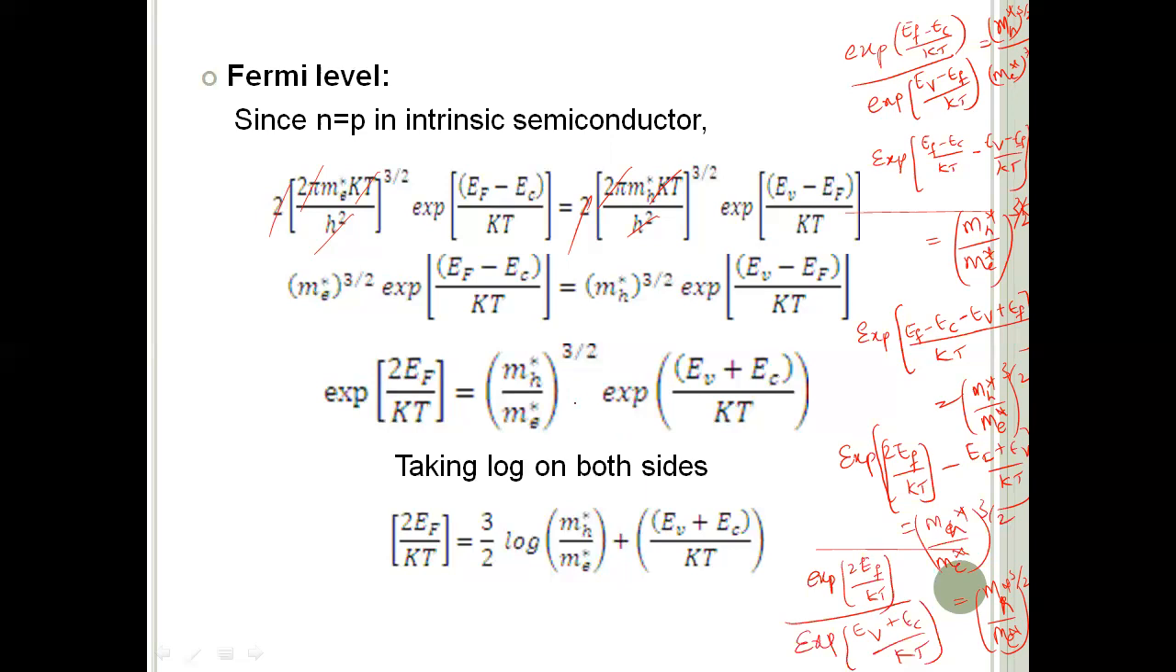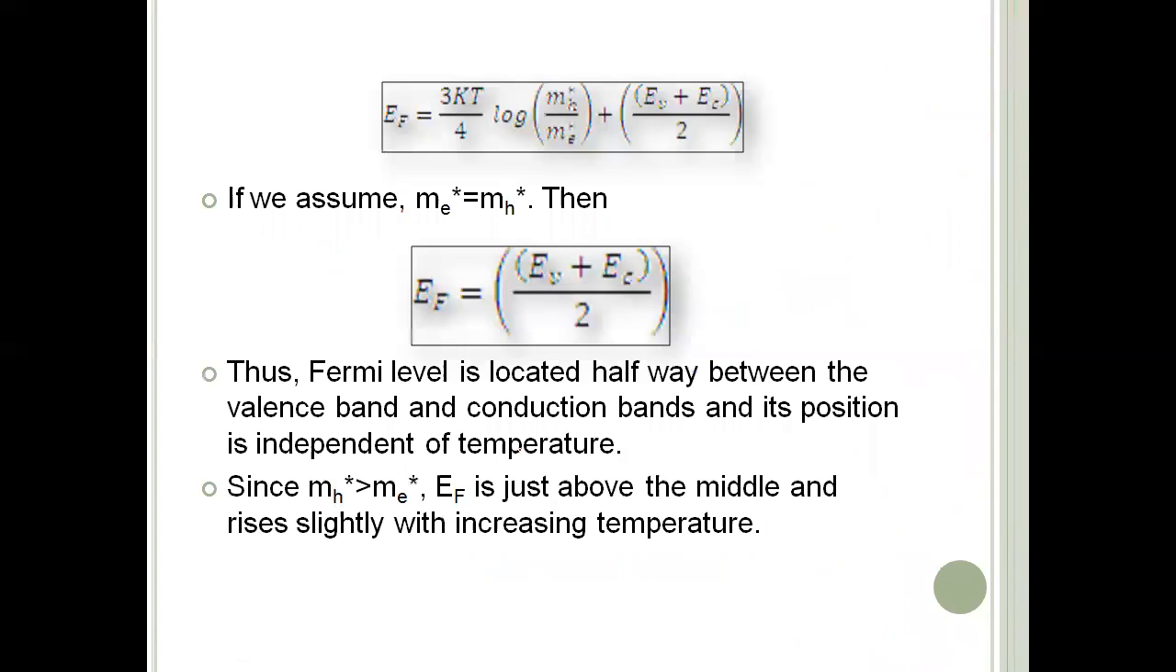Now taking log on both sides, what happens? Log and exponential will cancel on the left hand side. On the right hand side, you will have log of a into b, so you can write it as log a plus log b. It will be changed to 3 by 2 log (mh star by me star) plus (EV plus EC) by kT. Just rearranging the terms, you'll get EF equal to this. If you assume me star is equal to mh star, and at 0 degree Kelvin, EF will be equal to (EV plus EC) by 2.